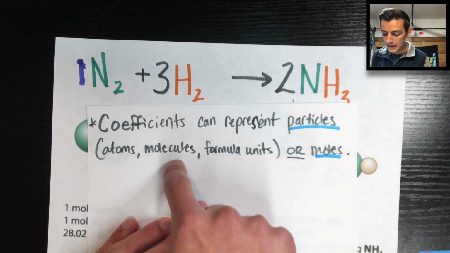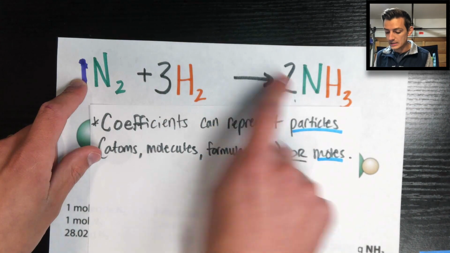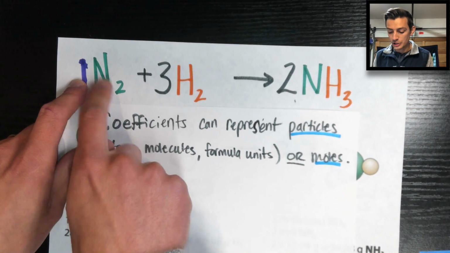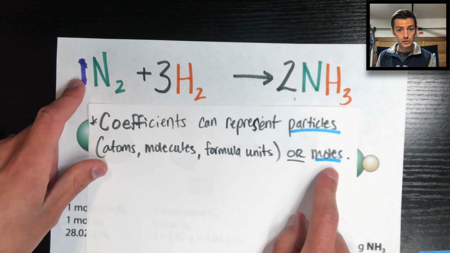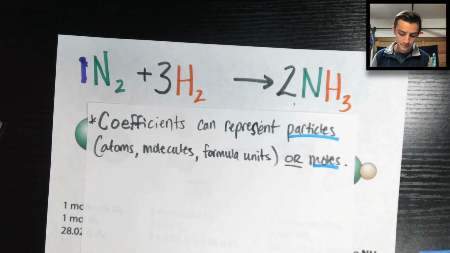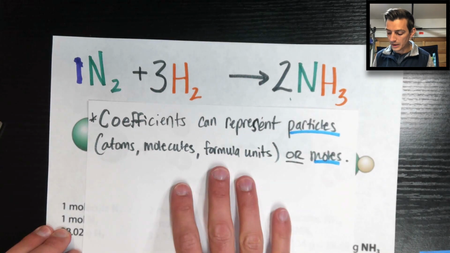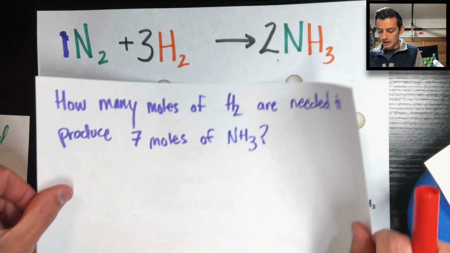So they can be an atom, a molecule, formula unit, whatever the type of chemical is in question here. It can represent one of those, or it can represent a mole of those, or 3 moles, or 2 moles, whatever the number is in front. So that's an important bit of information. So let's apply this with a question.